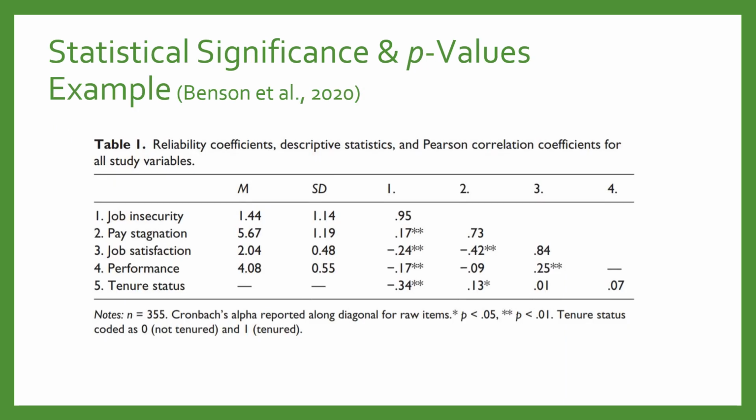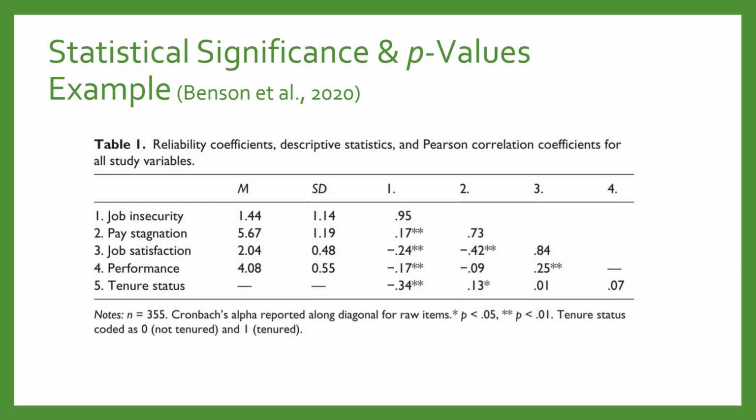So now I'm going to take some time to show you some examples of p-values and statistical significance in published research. So here's a summary of results from my article titled Insecurity in the Ivory Tower, the Direct and Indirect Impact of Budget Cuts, Pay Stagnation and Job Insecurity on Faculty Performance. That was published in the Economic and Industrial Democracy Journal in 2020.